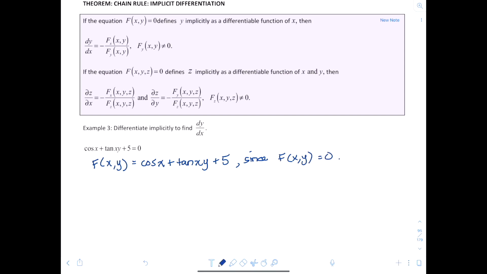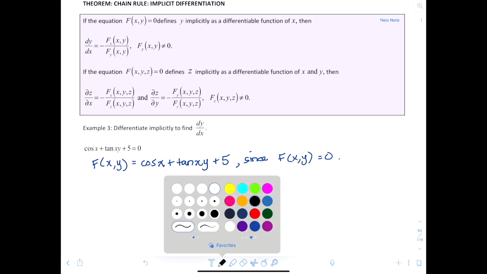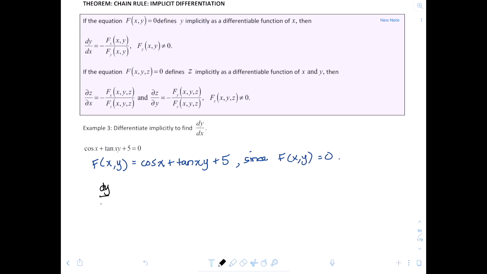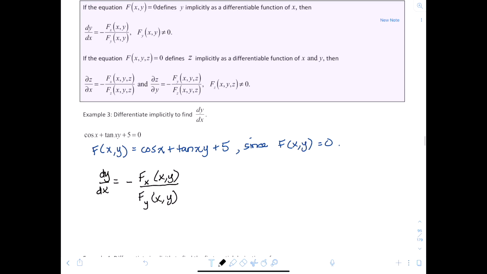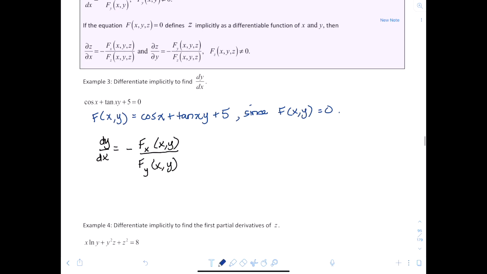Cool, cool? All right, so what do we have going on? Beautiful. We want to find dy/dx, right? So we know in general that dy/dx is going to equal the opposite of the first partial derivative of F of x and y with respect to x over the first partial derivative of F of x and y with respect to y. So let's see what we get.